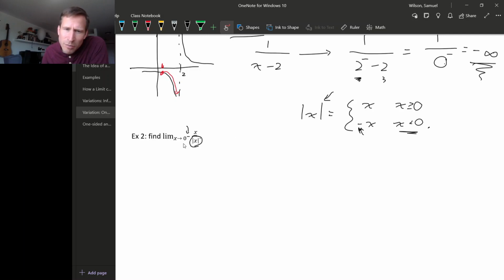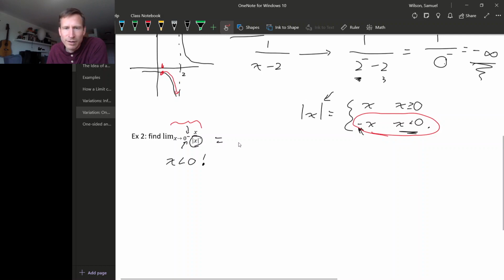And since we're approaching 0 from the left, x is actually always negative in this case, right? Because we never actually get to 0. When we're evaluating this limit, we're never at 0, we're near 0. And since we're approaching 0 from the left, we're near 0 but negative. So for the purposes of computing this limit, we are always in this second case. So we can replace this absolute value with just negative x.